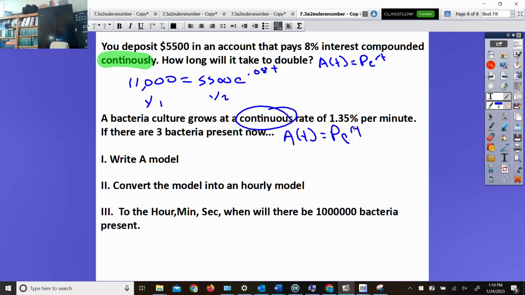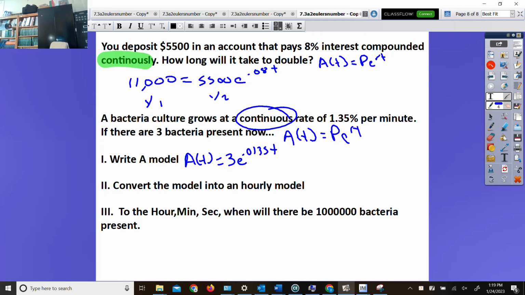What's P? 3. The amount of time passes is 3. E, what's R? 0.0135. A lot of kids, when you talk about 1.35, will write 0.135. And then T. Now, in the text, this was a per minute deal. The model that you now have is on per minutes. If I asked you how many bacteria you had after 3 hours, what would you plug in? 180. It means you took the 3 and you multiplied it by what? 60.